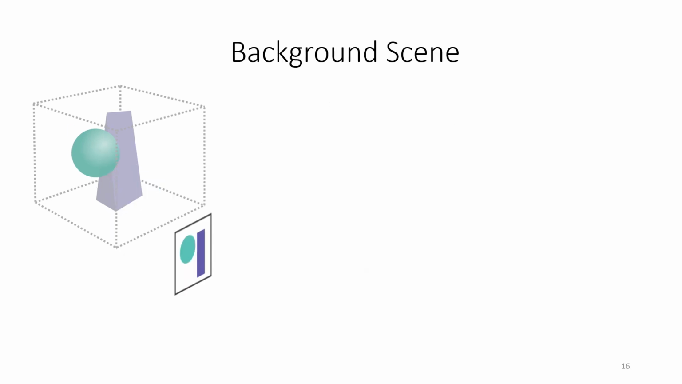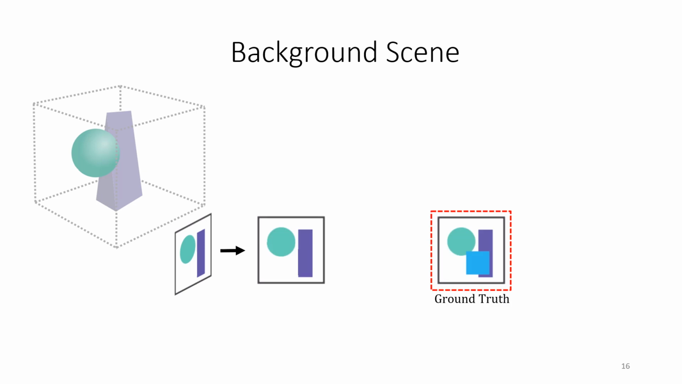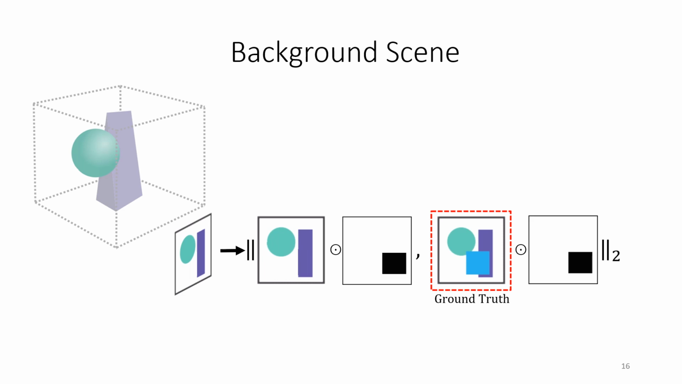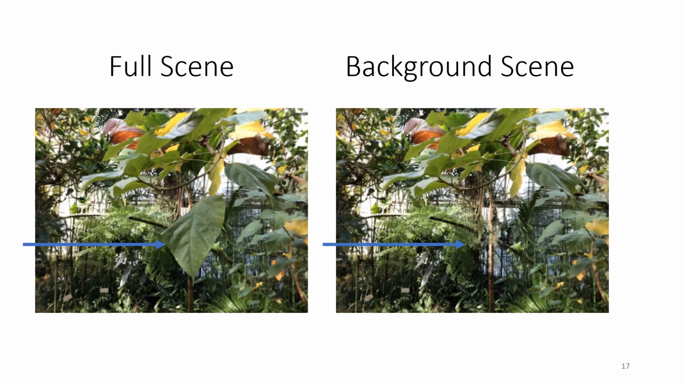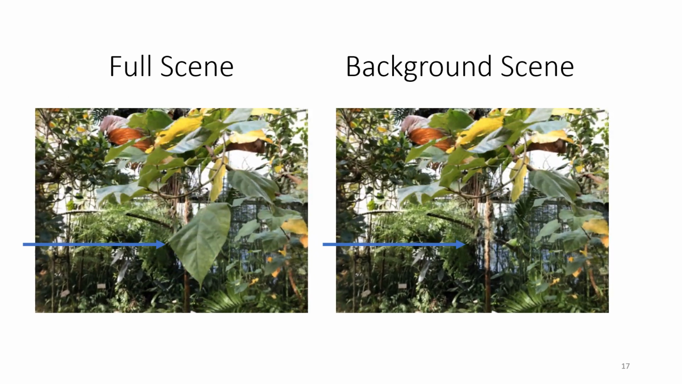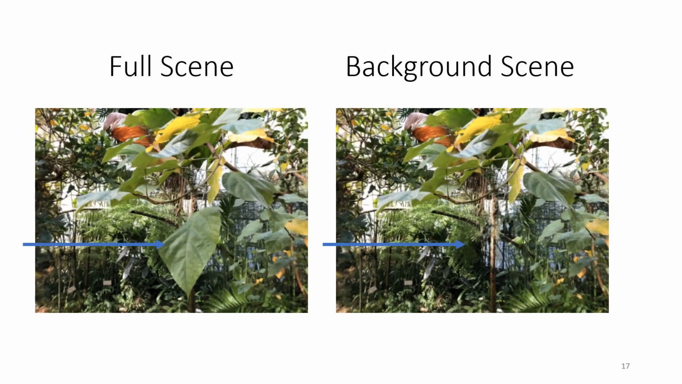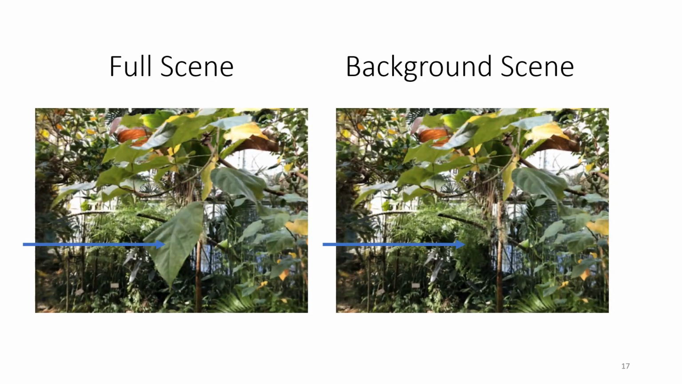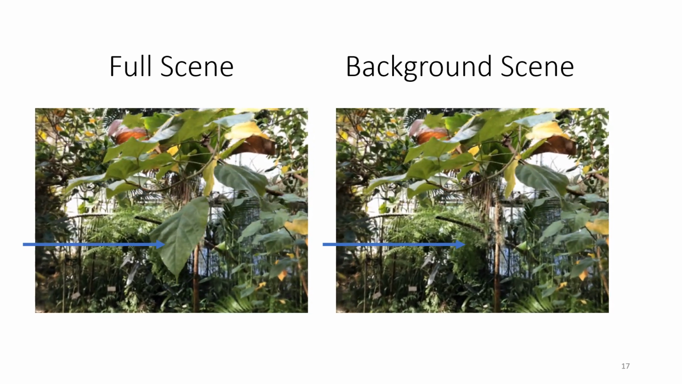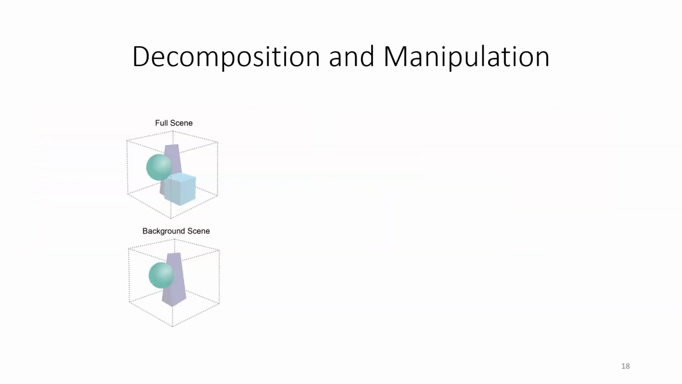Now for the background scene, let's say that it includes only the purple and green object, but not the blue box. We render the given view, but now since the ground truth value includes the blue box, we mask it and only apply a reconstruction loss between unmasked regions. This gives us the background scene. Because of the prior introduced by our network and volumetric rendering, this results in the ability to inpaint the missing regions realistically.